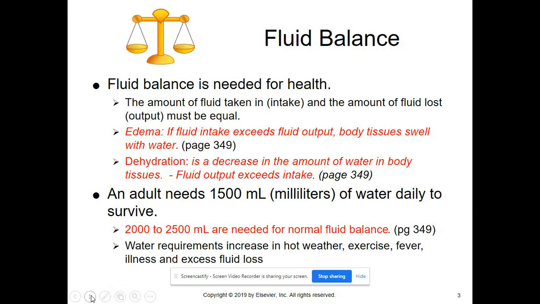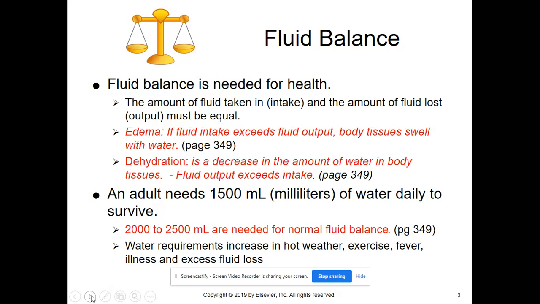So fluid balance is needed for health. We need to make sure that the amount of fluids going in our body is coming out of our body, that they are equal and they're balanced. So if I give a patient 3 liters of IV fluid, I need to make sure that the fluid goes in, the body uses what it needs to use, and then the rest of it comes out. So if you are giving your patients, say, 6 cups of water, we have to make sure that they're getting 6 cups of urine out. So that's what we're talking about. We're talking about balance, okay?